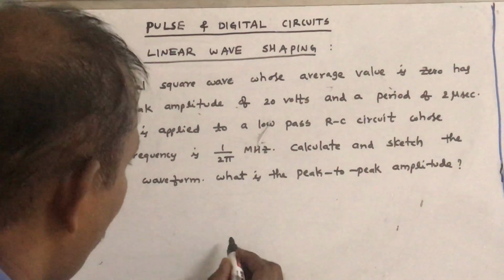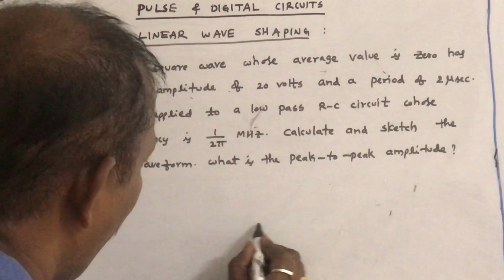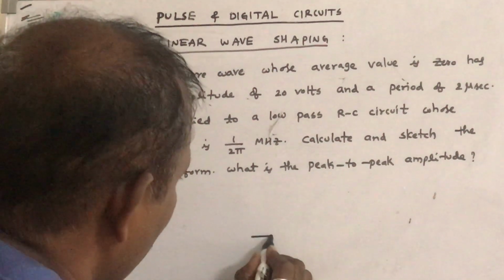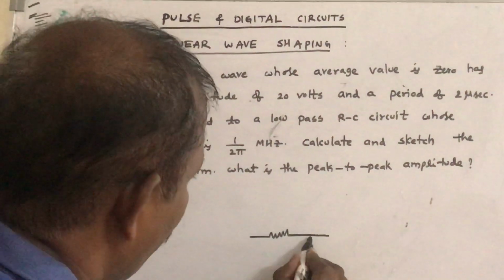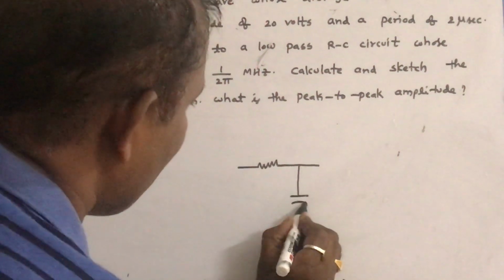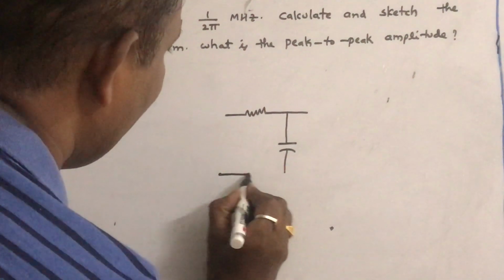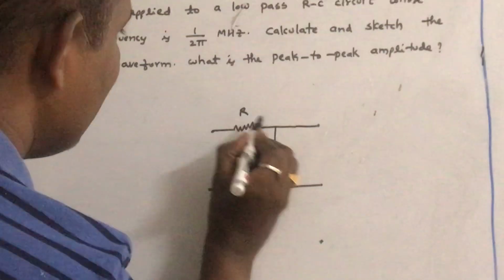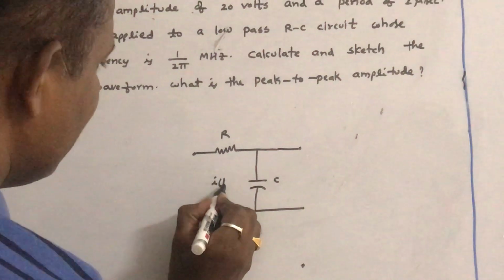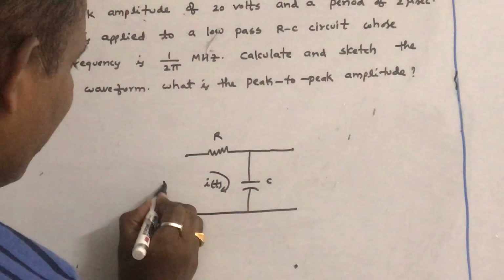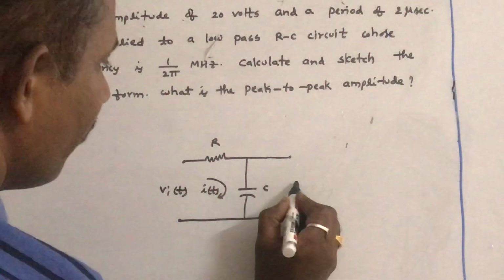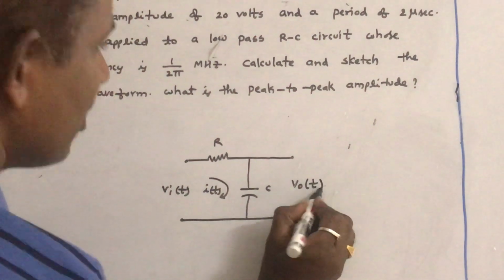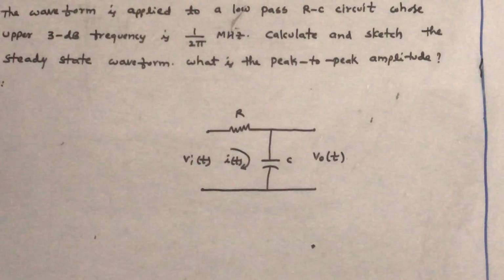It is given that it is a low pass RC circuit. As you know, the low pass RC circuit consists of two elements, resistor and capacitor, where we take the output voltage across the capacitor. This is the current in this loop. Say this is Vi(t), the input voltage, and V0 is the voltage across the capacitor. So this is the low pass RC circuit.